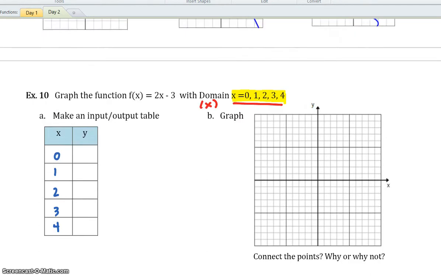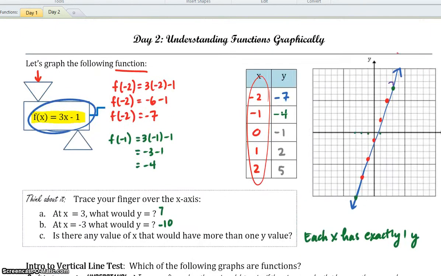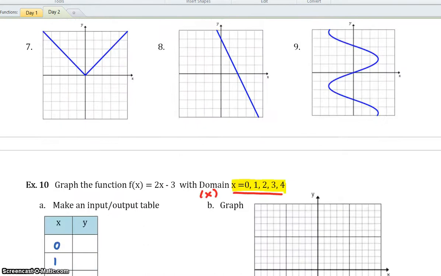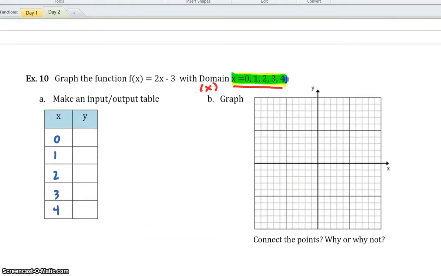I want to just go back to the front of the notes. Notice they didn't give us a domain on the earlier ones. They didn't tell us what x should be. So we just chose -2 to 2. Those are often points that math teachers will pick just so you get a good sense of the graph. If you're not given values, let's choose -2 to 2. And if they give you a domain, use what they give you.